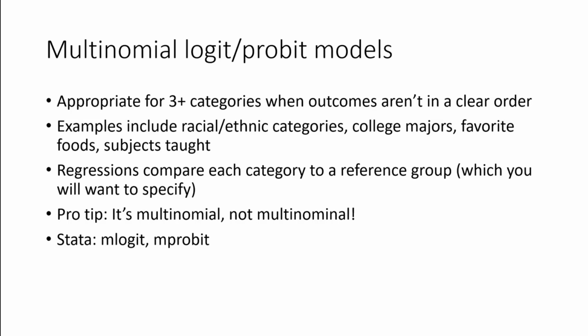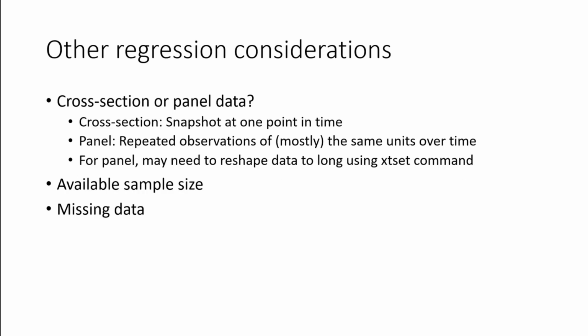So what you do is you don't actually do a hierarchy. You're essentially running separate models where you're comparing each category to whichever reference group that you want to specify. So if you want to compare everyone's favorite foods to a reference group of pizza, you would specify the reference group as pizza, and you go from there. So those are the most common types of regressions.